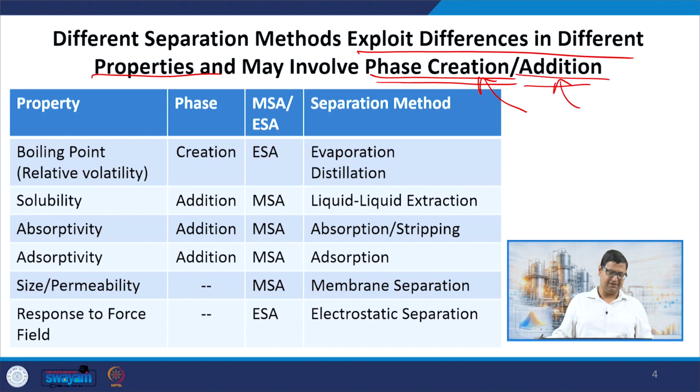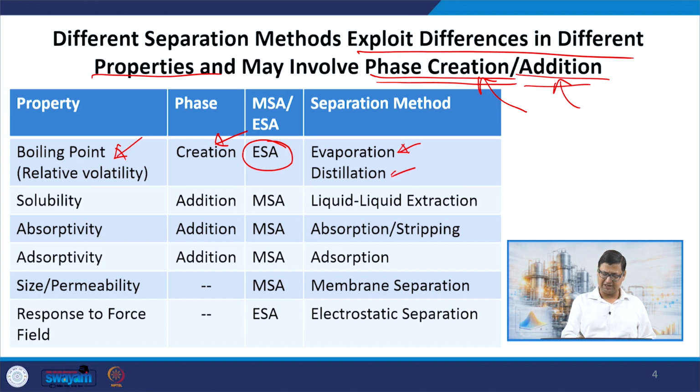So I'm giving some examples here. For example, if the property of interest is the boiling point or the relative volatility, in that case we can use heat, that is ESA, energy separating agent, and here we have phase creation. In fact, evaporation, which we have discussed earlier, also falls in this category, but there one component was assumed to be completely non-volatile. So therefore, we can get 100% separation, so to speak.